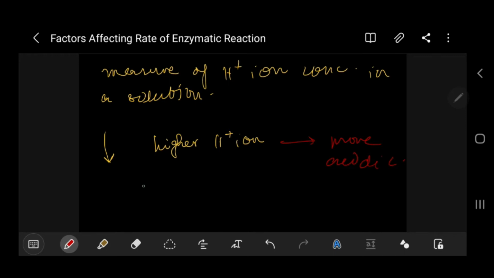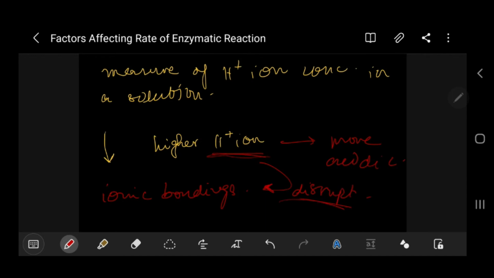Now the reason behind this is, as we have already studied, that enzymes are globular proteins, and they have specific ionic bondings between R groups. Since hydrogen ions are ions, they disrupt these ionic bondings, and this is basically the problem. So whether they are low in concentration or high in concentration, more acidic or more alkaline, we have a definite impact on the ionic bondings.